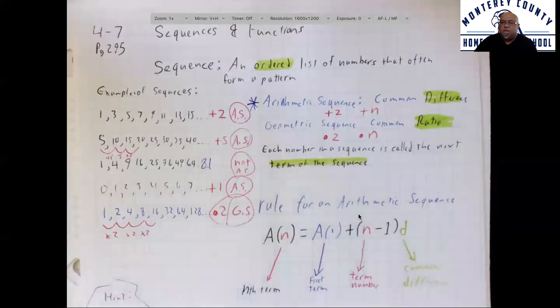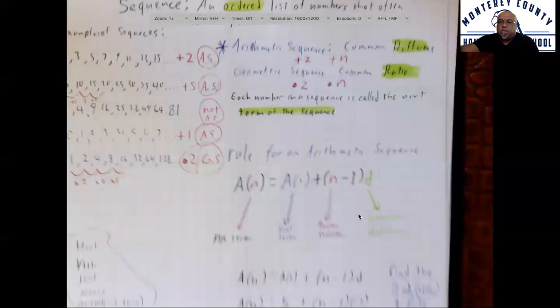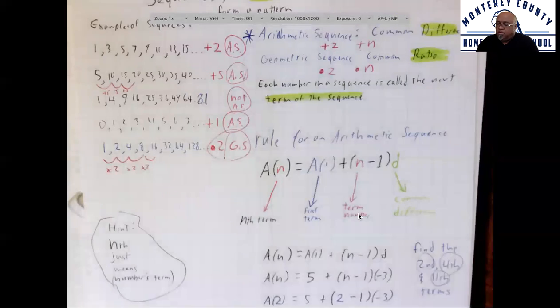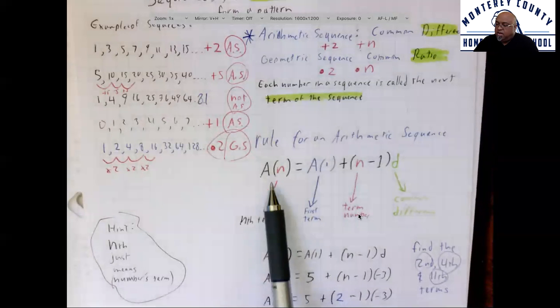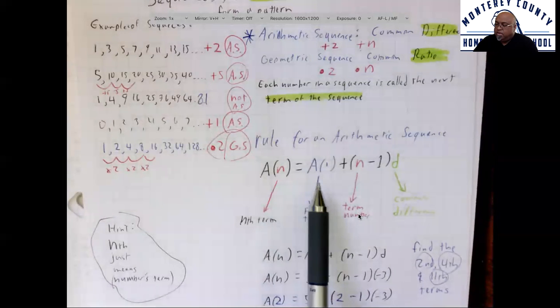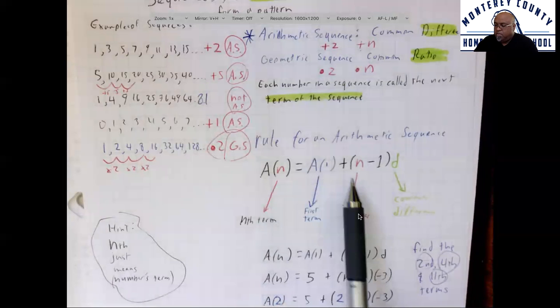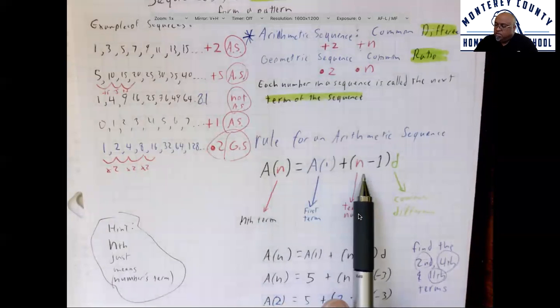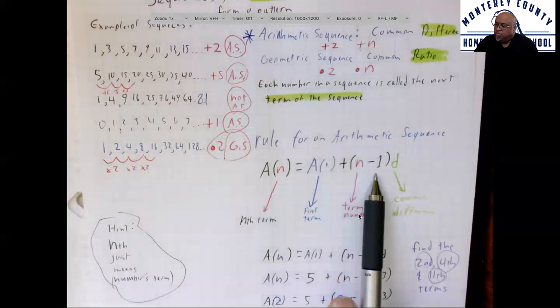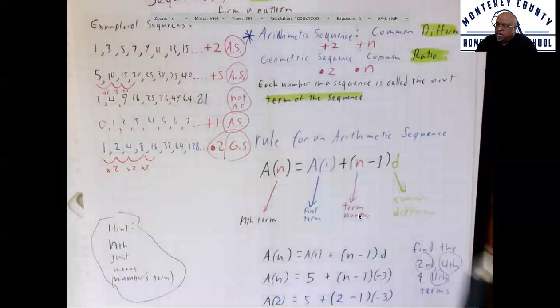Okay? Now, there is a rule, or basically a formula, for solving an arithmetic sequence. I want to go into what that is. The nth term is equal to a1, the first term, plus, parentheses, n minus 1, times d. Now let me say what each of these mean.